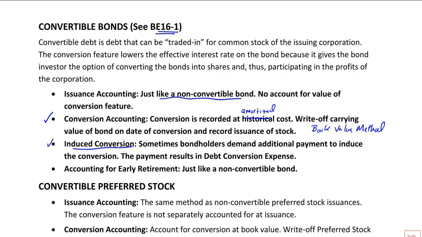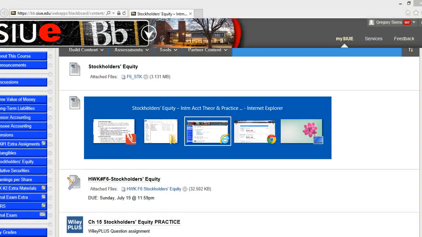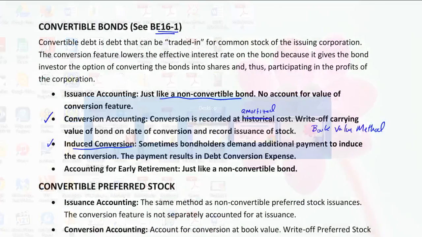So, what you want to do is open up your book to brief exercise 16.1. Where did you go?